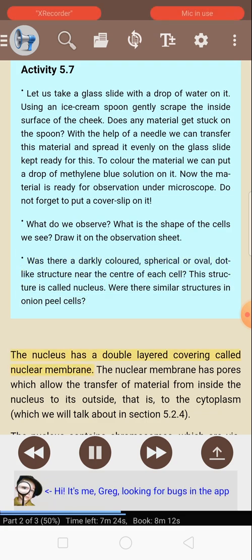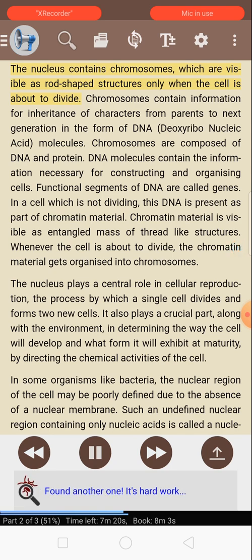The nucleus has a double-layered covering called nuclear membrane. The nuclear membrane has pores which allow the transfer of material from inside the nucleus to its outside, that is, to the cytoplasm, which we will talk about in section 5.2.4. The nucleus contains chromosomes which are visible as rod-shaped structures only when the cell is about to divide. Chromosomes contain information for inheritance of characters from parents to next generation in the form of DNA, deoxyribonucleic acid molecules.